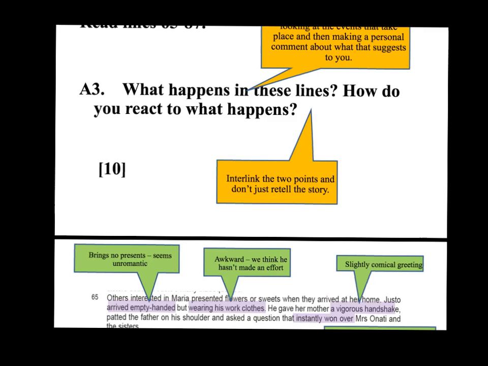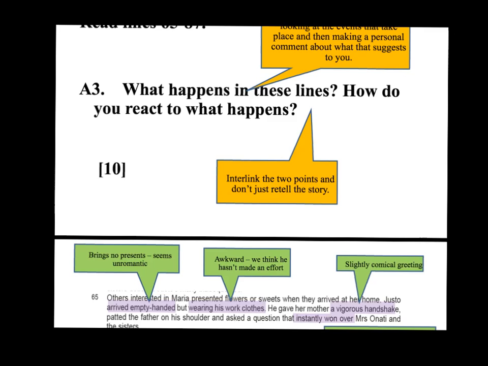So if you just have a look at the bottom of this slide here, where it says, others interested in Maria presented flowers or sweets when they arrived at her home. Justo arrived empty-handed, but wearing his work clothes. He gave her mother a vigorous handshake, patted the father on his shoulder, and asked a question that instantly won over Mrs. Onati and the sisters. So again, you've got your highlighter pen. You'll notice that we've highlighted in that second line.